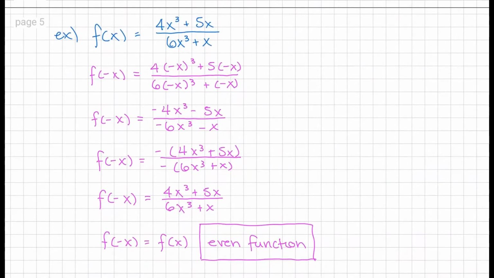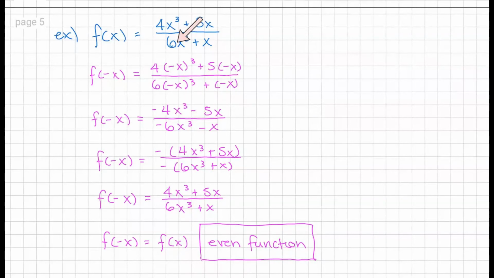Same kind of thing though. Let's determine if it's even or odd or neither. So this is the function in blue that we're given. So we're going to start with f of negative x, replace all these x's with a negative, and we wind up with this. So let's see what we got. We have a negative cubed, which is negative, and a negative times a positive 4 is a negative 4. And then positive 5 times negative x is negative 5x. And then a negative raised to an odd power is negative, times 6 is negative 6. Positive times a negative is negative.